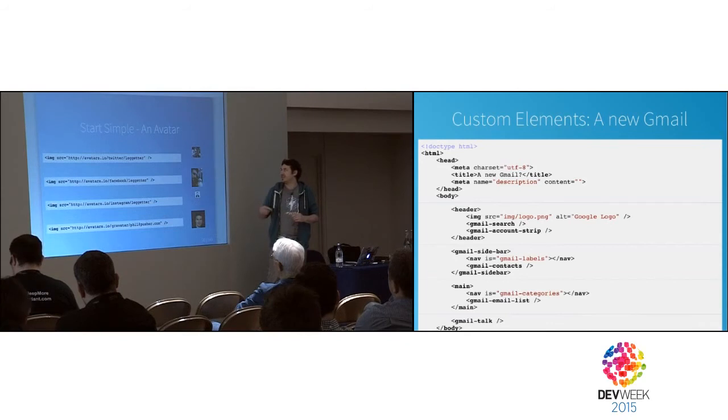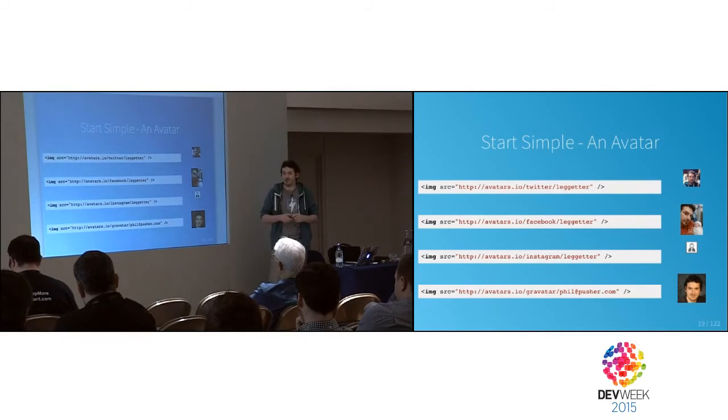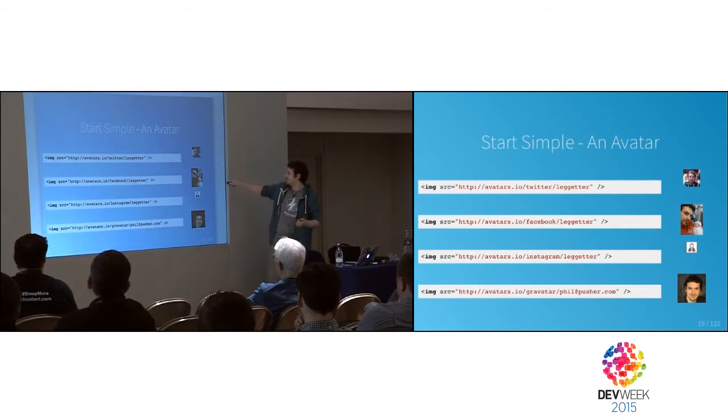So the example I'm going to use through this is a very simple one, and I'll build it up. What I'm going to do is demonstrate how you build a very simple avatar. You can do this anyway using something called avatars.io. You set the source to be avatars.io/the service name, in this case Twitter, /the username, Leggetter. So these are the avatars for each of, I'm on Instagram, but I don't have an avatar, via my email through Gravatar as well.